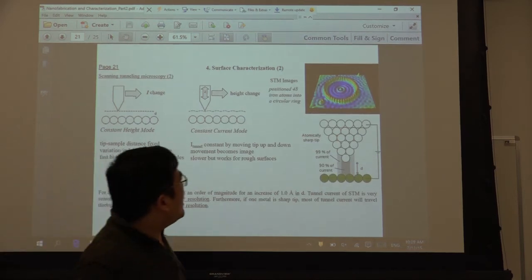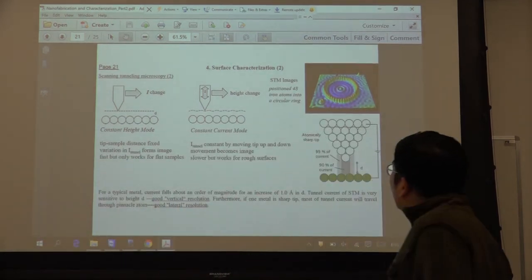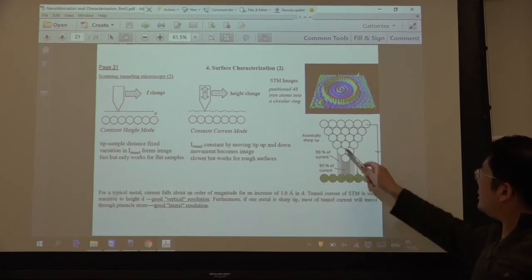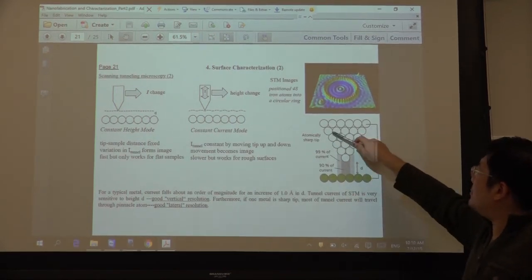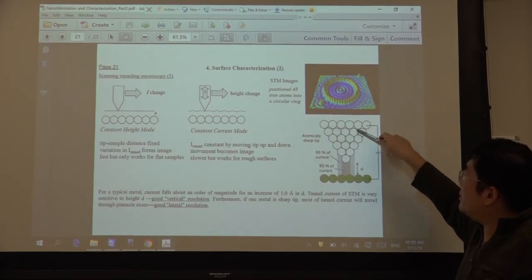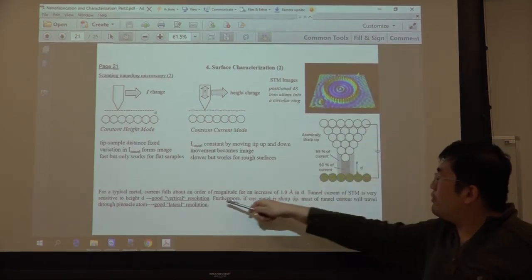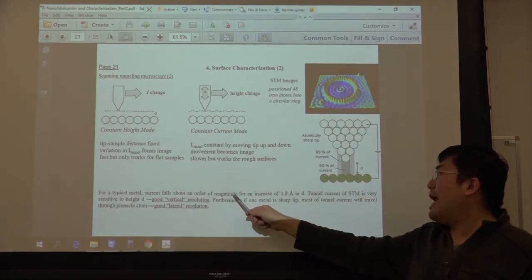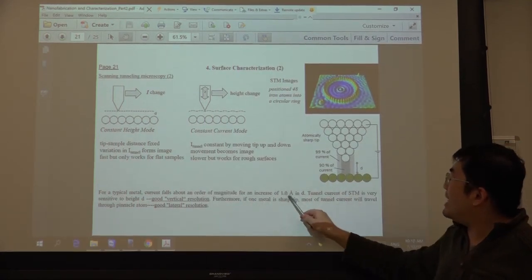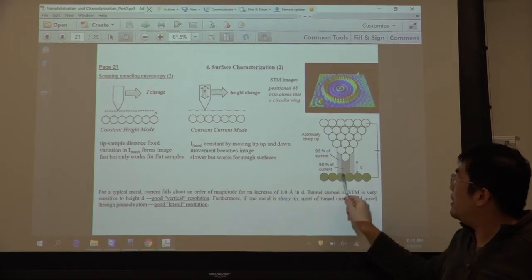So this is the basic picture. It's an interesting picture. Here is the tip. So first, why STM? Because it's very good. First, it has a good vertical resolution, because the current will fall by about an order of magnitude in amplitude. It will change with about 1 angstrom, or 10 to the minus 10 meter.